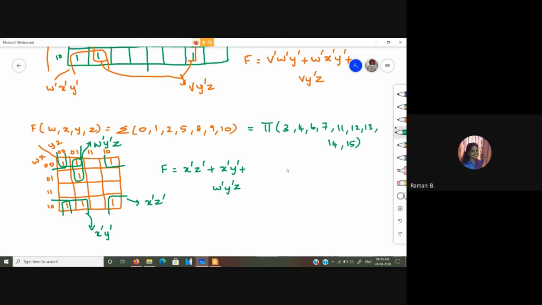Also, you can say for this summation of these terms, you will be having 1 in the map, whereas for product of max terms, you have zeros over there. This is what the entire pictorial representation of the K-map. The min terms will correspond to the value 1 in the truth table, whereas max terms will correspond to the value 0 in the truth table.